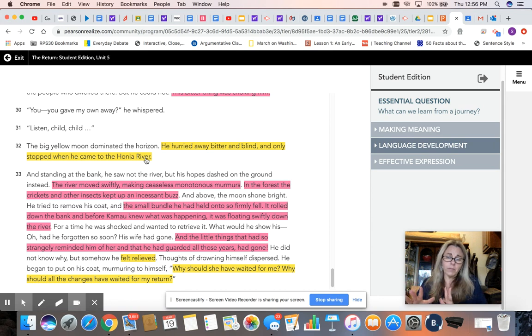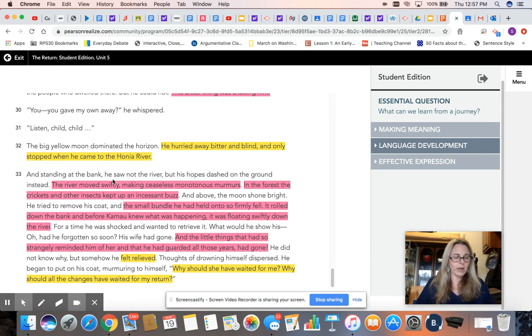The climax would have been when he no longer expected them to welcome him back. That's when our character changed. Now he's angry because he found out the truth. So he's changed. And he goes to the river. And then this is an awesome final paragraph. It's a beautiful way to end a story.